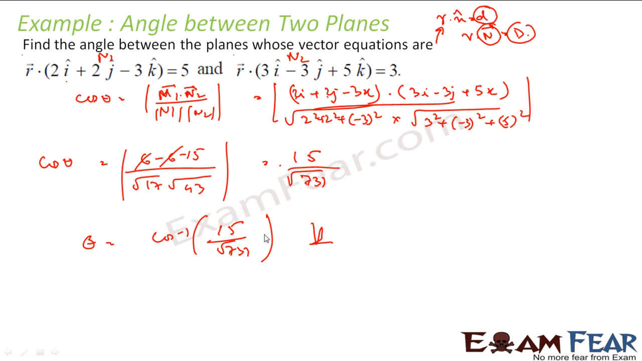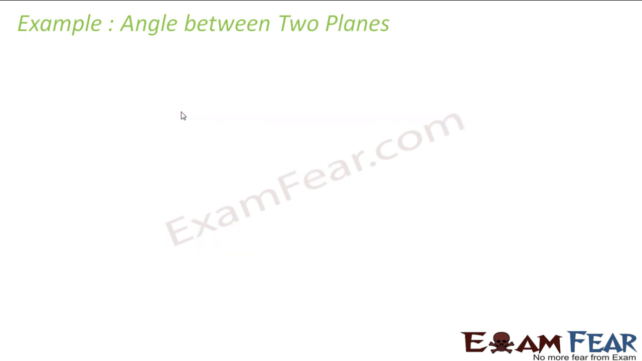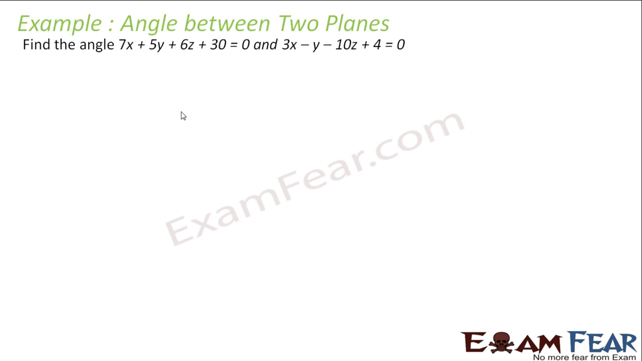Very simple. See, why I didn't convert r dot n vector equal to capital D to r dot n cap equal to d was because anyway I need this n vector. Even if I have n vector or n cap, it doesn't matter. I just need to find the angle. So you can find the angle very easily with this formula. So let's take one more example.